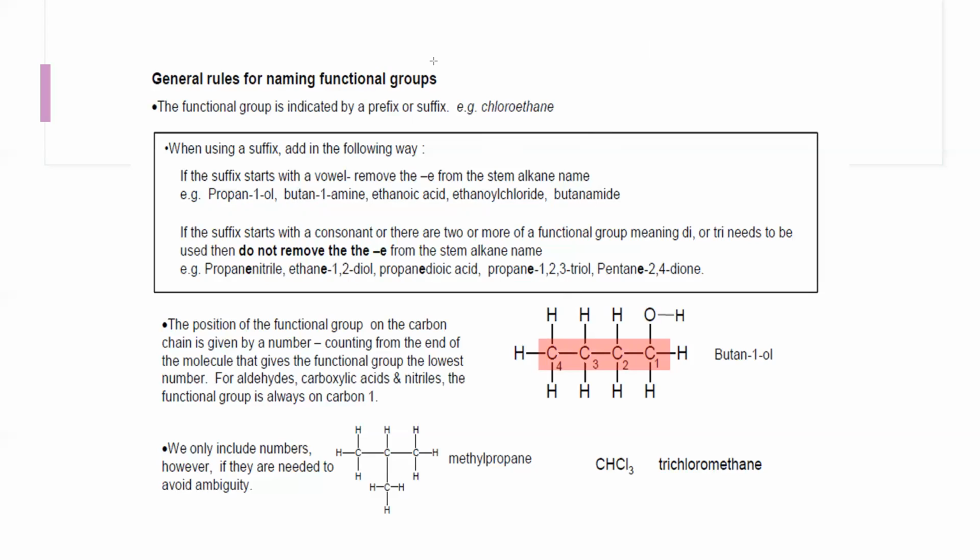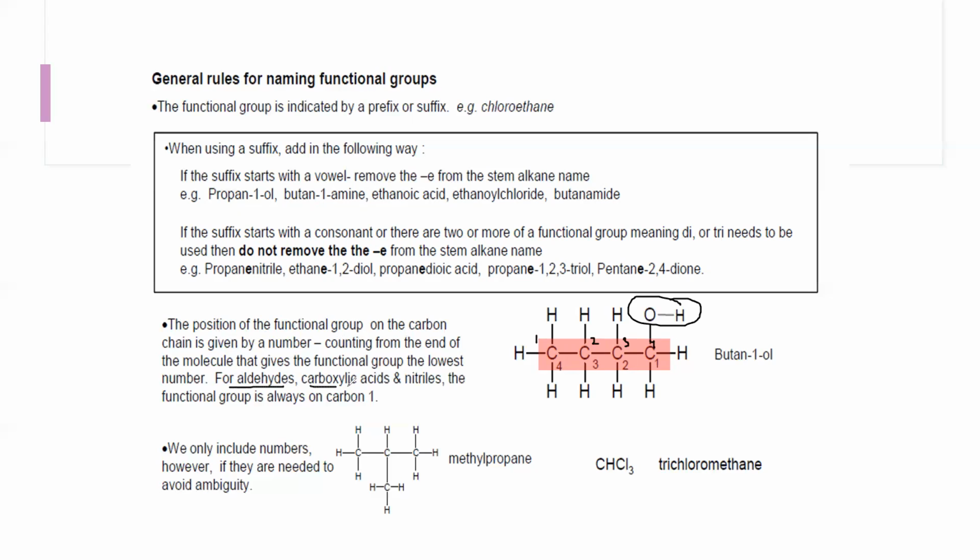After selecting the longest carbon chain, the numbering should start from the nearest branch. So if I number from the left-hand side, 1, 2, 3 and 4, the fourth carbon has the OH. If I number from the right-hand side, the first carbon has the OH. So we should always give priority to counting from the end where the functional group is closer. The position of the functional group on the carbon chain is given by a number, so counting from the end of the molecule gives the functional group the lowest number.